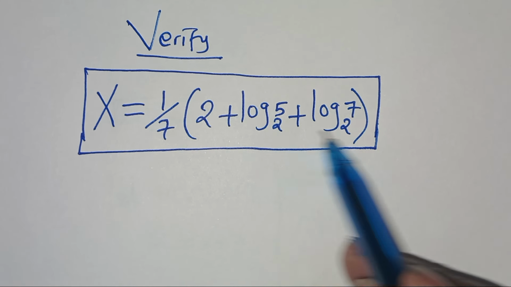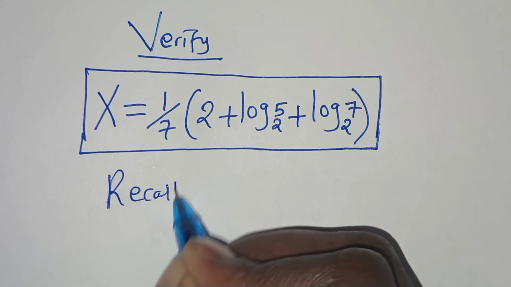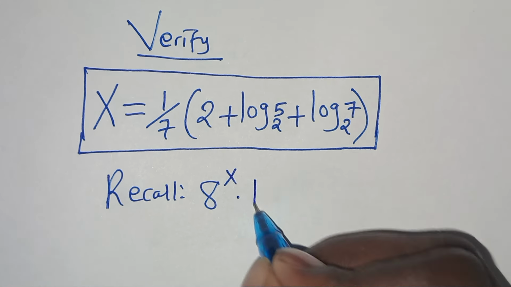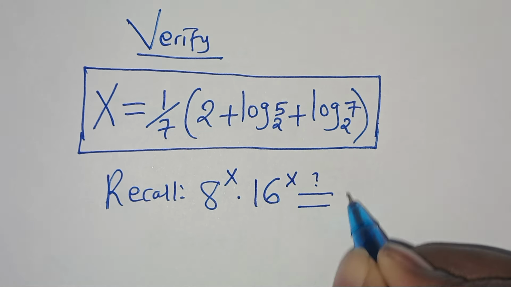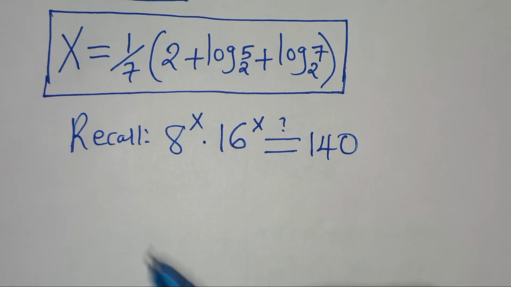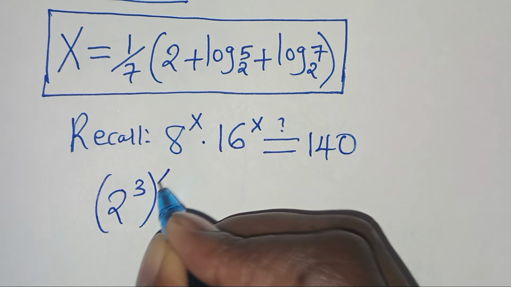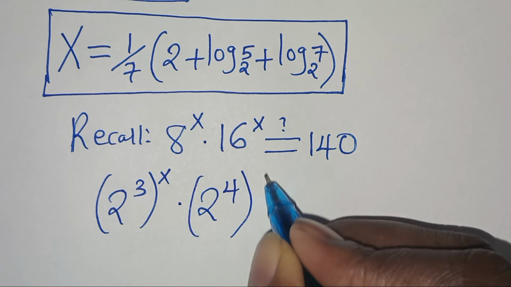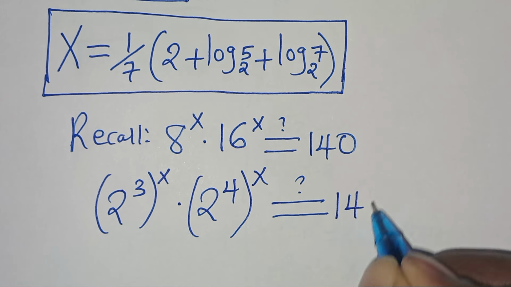Now let's verify that this value of x here satisfies the equation. If you recall, we have 8 to the power of x times 16 to the power of x. This is supposed to give us a value of 140. We can express 8 as 2 to the power of 3, raised to the power of x, times 2 to the power of 4 raised to the power of x. This is supposed to give us a value of 140.